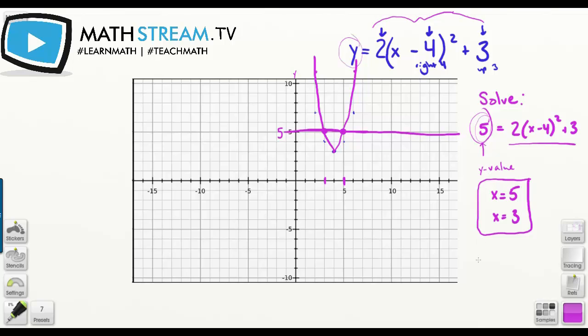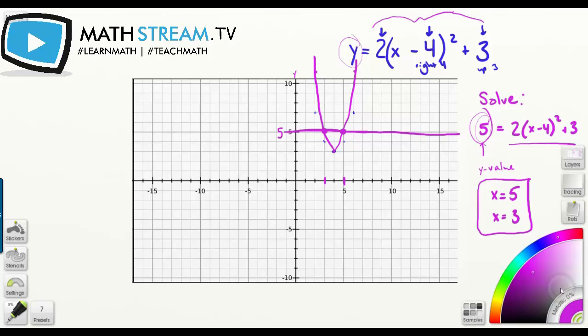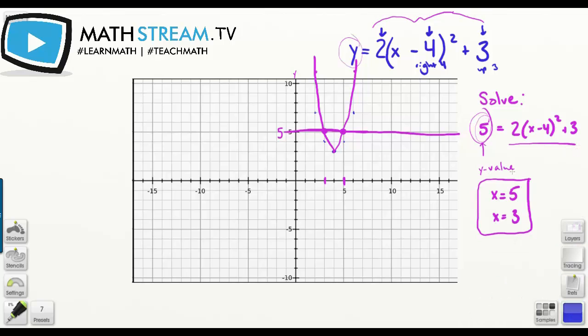Now you might ask yourself, is it possible to get 1 answer? Is it possible to get more than 2 answers or no answers? What is the possibility here? Well, think kind of theoretically, if instead of asking when this graph equals 5, I had said, when does this graph equal 3? That means when does it hit y equals 3 here?